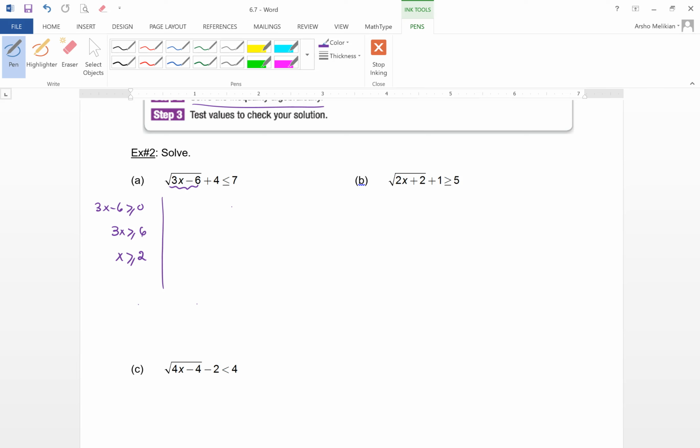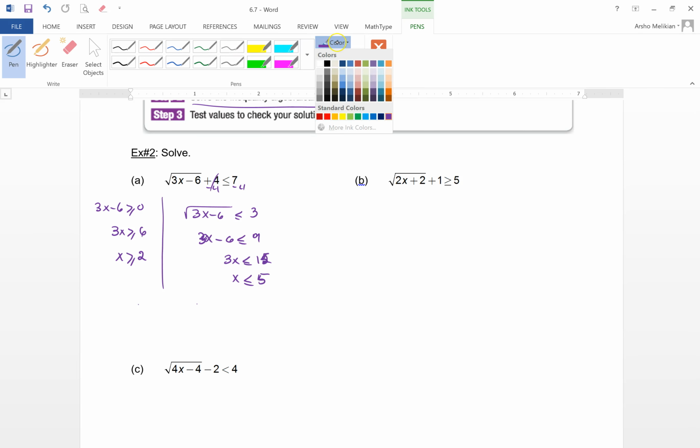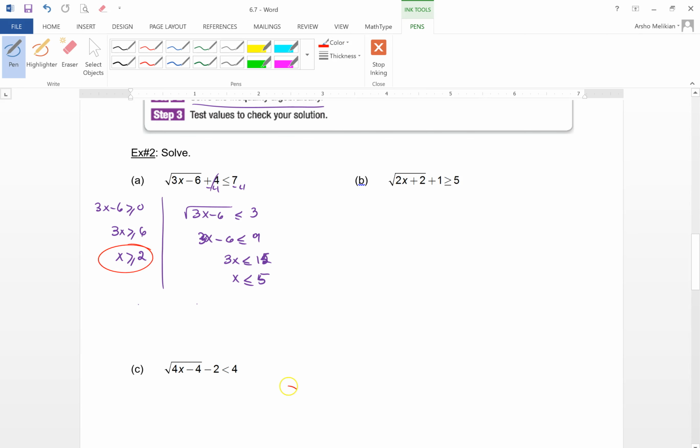Now, I want to go back and solve the main inequality, right? To solve the main inequality, I'm going to subtract 4. So I have the square root of 3x minus 6 is less than or equal to 3, right? Square both sides. 3x minus 6 is less than or equal to 9. 3x is less than or equal to 12. x is less than or equal to 5. All right. Now what I need to do is combine both of these.